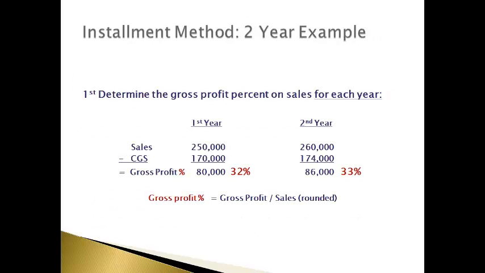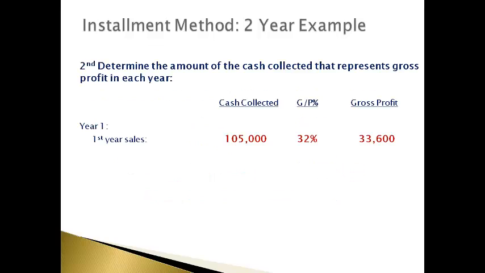The first step is to determine the gross profit percent related to each year of sales. The gross profit divided by the sales amount gives the gross profit percentage. The gross profit percentage will be used to determine the amount that will be reported as gross profit once cash is collected. The second step is to determine the amount of cash collections that represent gross profit to be reported. Multiply the cash collected by the gross profit percent related to that year's sales to get the amount of gross profit to report. The gross profit on the first year's sales will be $33,600.